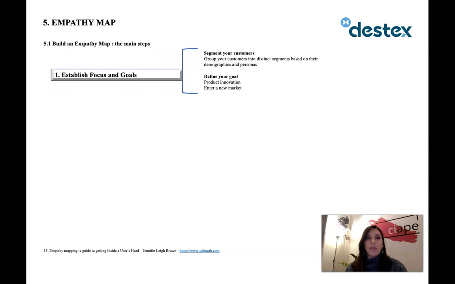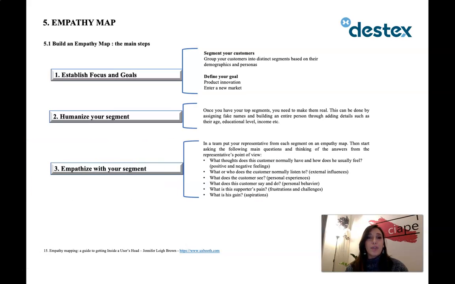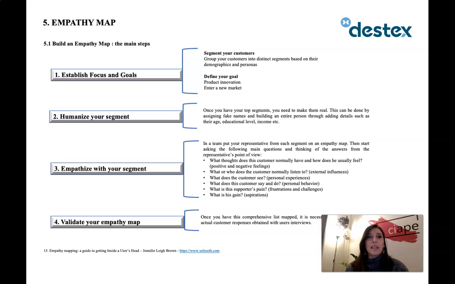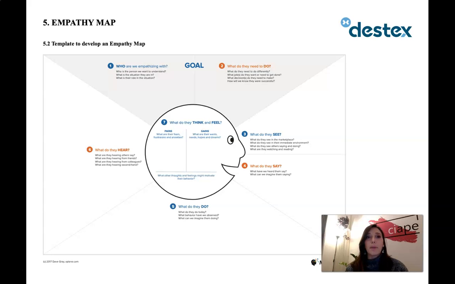First of all, we need to establish our goals, for instance, entering a new market and segmenting our customers. Then we have to humanize our segment, giving it human features. Considering the assigned features, we need to imagine our segment's attitudes and behaviors. Finally, it is important to validate our empathy map with actual customers' responses. We propose here a template to guide and support the empathy map development process.